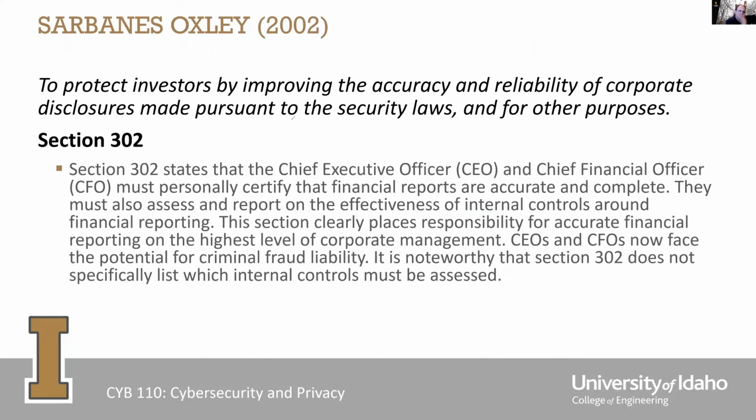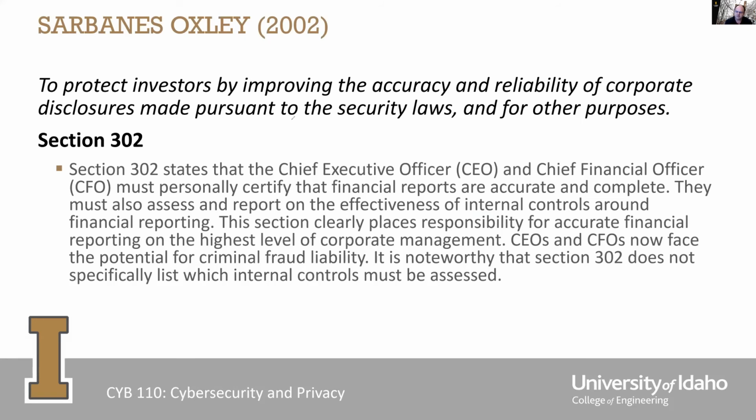Okay, so that's intellectual property. Sarbanes-Oxley, I talked about that earlier. This is to protect investors by improving accuracy and reliability of corporate disclosure. We had an example in, what was it? WorldCom and also Enron, big examples. Them lying about the books.